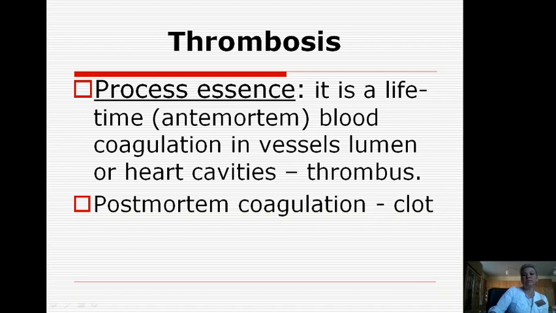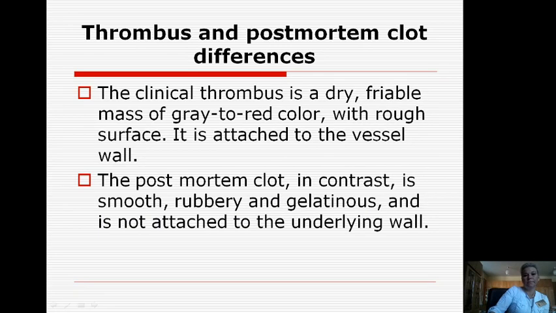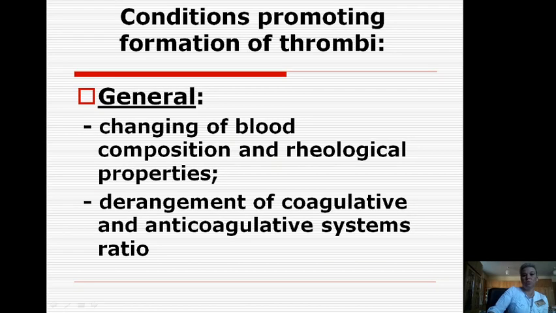dry consistency, red or gray color. Clot is gelatinous consistency, doesn't attach to the vessel wall. Look, the clinical thrombus is a dry, friable mass of gray to red color with rough surface. It's attached to the vessel wall. Postmortem clot, in contrast, is smooth, rubbery and gelatinous and is not attached to the underlying wall.